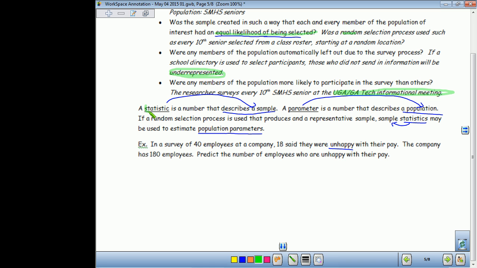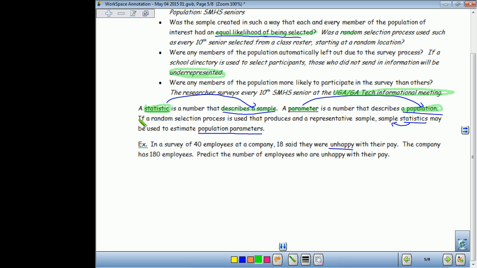Okay. All right. So here's the big deal. We're doing data analysis. We are studying statistics. A statistic is a number that describes a sample. A parameter is a number that describes the population. So, statistic, sample, S and S. Parameter, population, P and P.